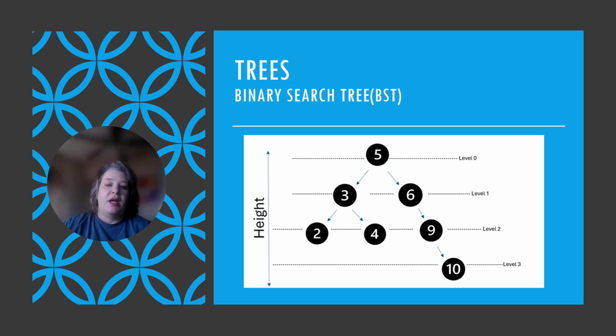They also have levels or heights. For example, this tree has a height of 3, with the root at level 0 and the leaves at level 3. Let's count the levels. Starting with 5, we go to 6, and that is level 1. 9, level 2, and 10 is level 3.